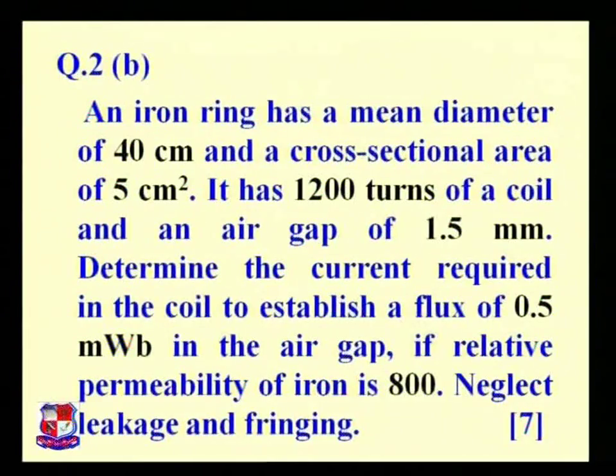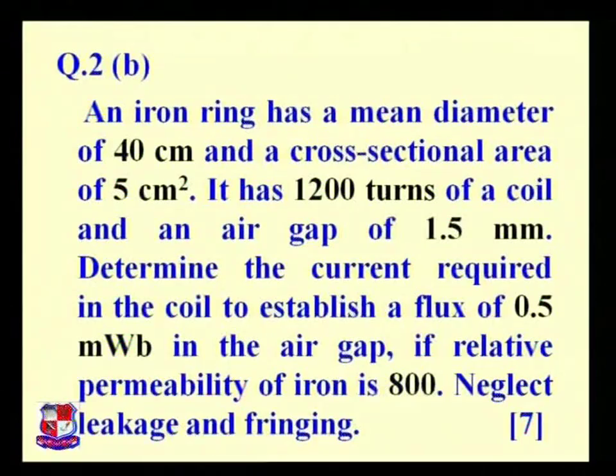An iron ring has a mean diameter of 40 cm and a cross sectional area of 5 cm square. It has 1200 turns of a coil and an air gap of 1.5 mm. Determine the current required in the coil to establish a flux of 0.5 milliweber in the air gap. If the relative permeability of the iron core is 800, we neglect the leakage and the fringing. So two things are neglected, leakage and fringing.